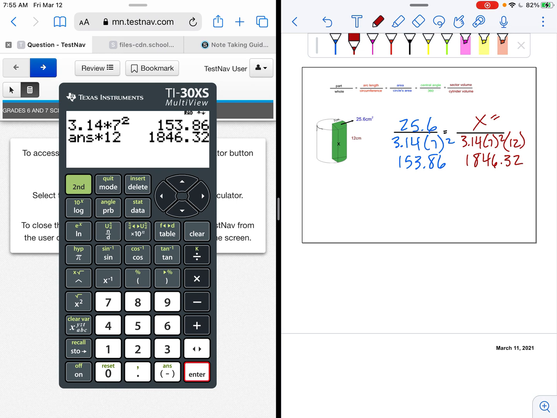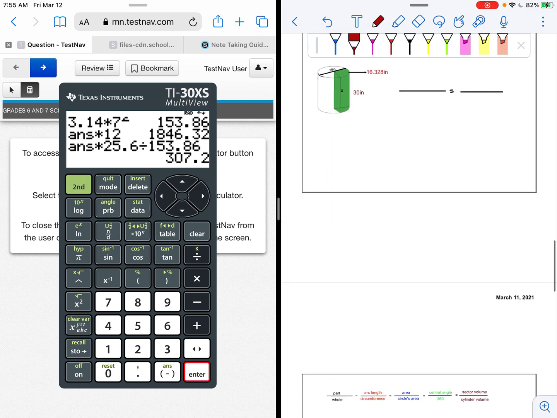Now I'm going to use what I know about proportions. I'm going to cross multiply, divide. So I'm going to take that number, multiply it by 25.6, and then divide it by 153.86. And so the sector volume is 307.2, and because it is volume, it is centimeters cubed. So let's move on here to the next one.